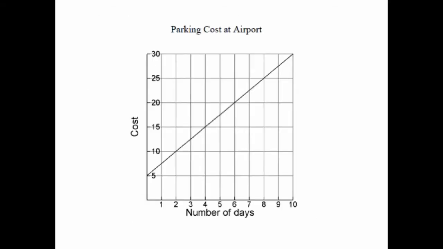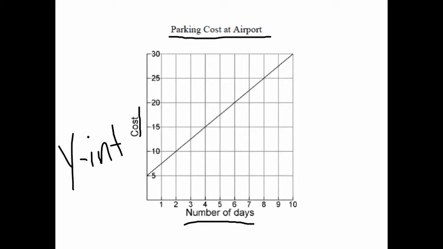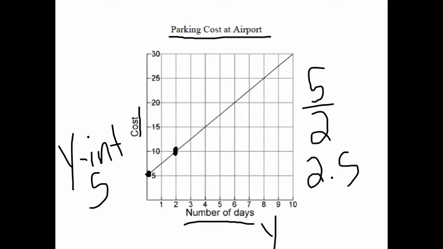All right, guys, so this graph is obviously showing us parking costs at the airport. So the slope is representing the cost per number of days, change in y over change in x. And our y-intercept here is obviously 5. That's where my line starts. Let's figure out what our slope is. I start at my y-intercept, I go to my next clear point, I'm going up 5 over 2. My slope is 2.5. My equation here is y equals 2.5x plus 5.